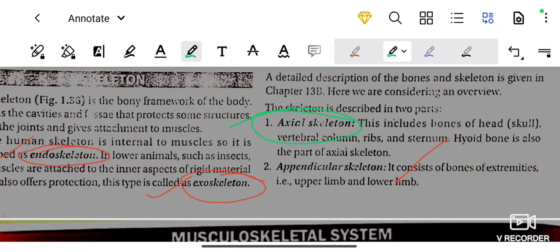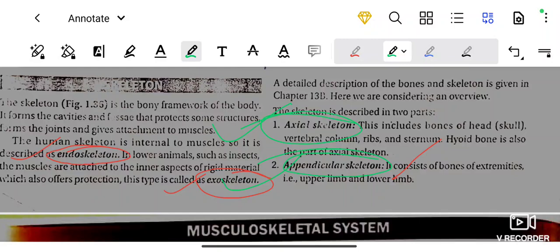What is meant by axial skeleton? This includes the bones of the head and vertebral column; axial means the axial part of the body. In that we can see the skull, vertebral column, ribs, sternum, and hyoid bone, which is also part of the axial skeleton. The next is the appendicular skeleton. It consists of both extremities, that is upper and lower extremities, with joints and bones. So the skeleton has two parts, axial skeleton and appendicular skeleton.